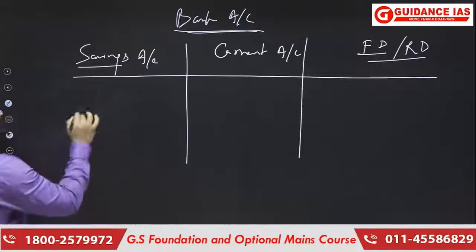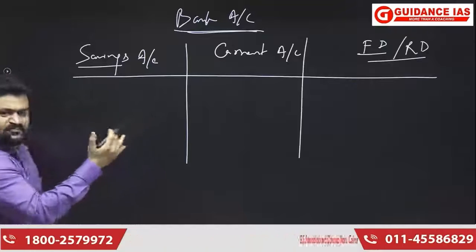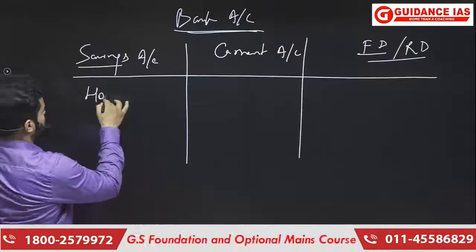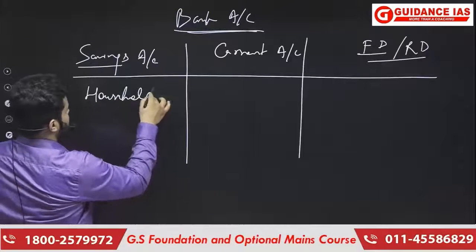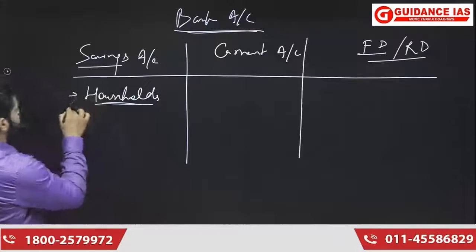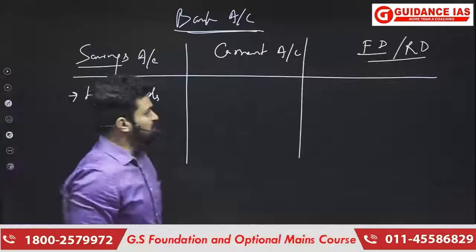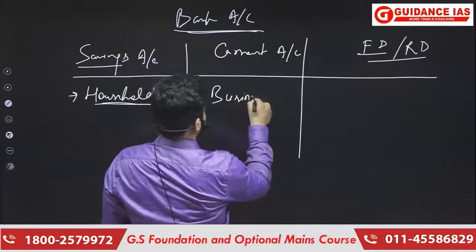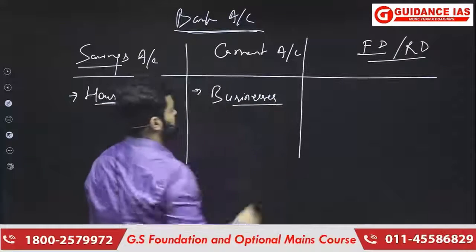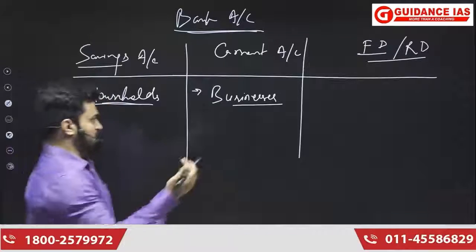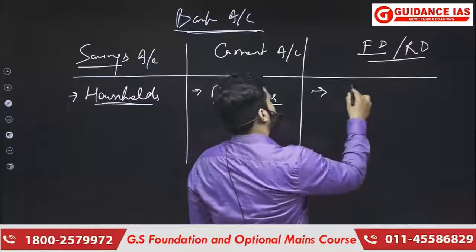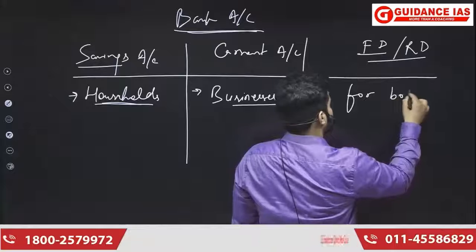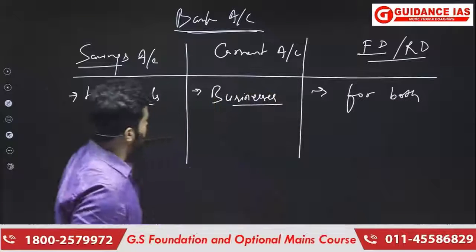Now, in savings accounts, this account is mainly for whom? This account is mainly for households. And the current account is mainly for businesses. And FD and RD are for both households as well as businesses.